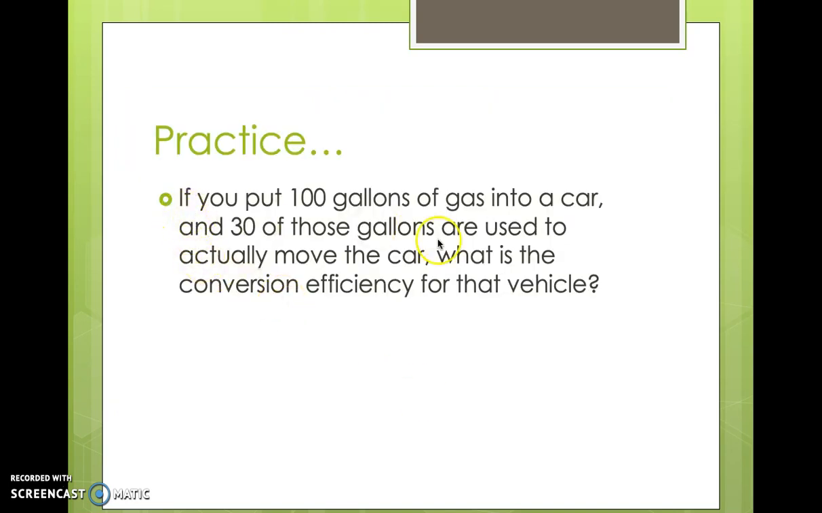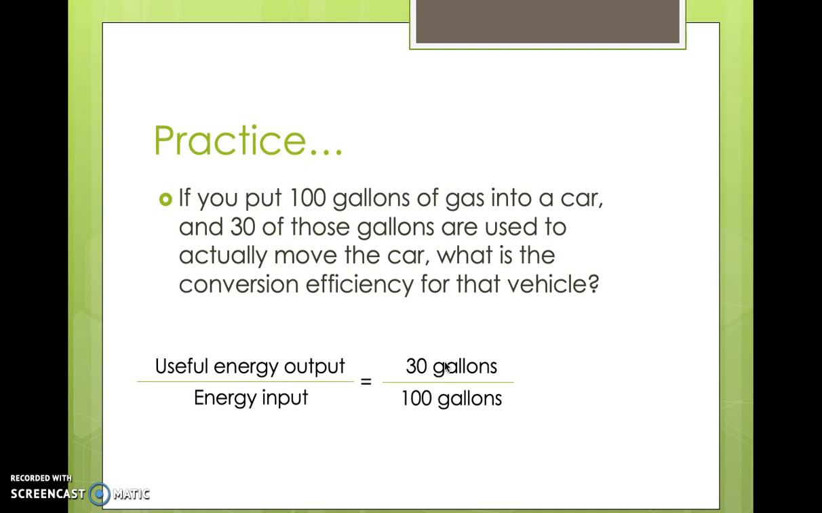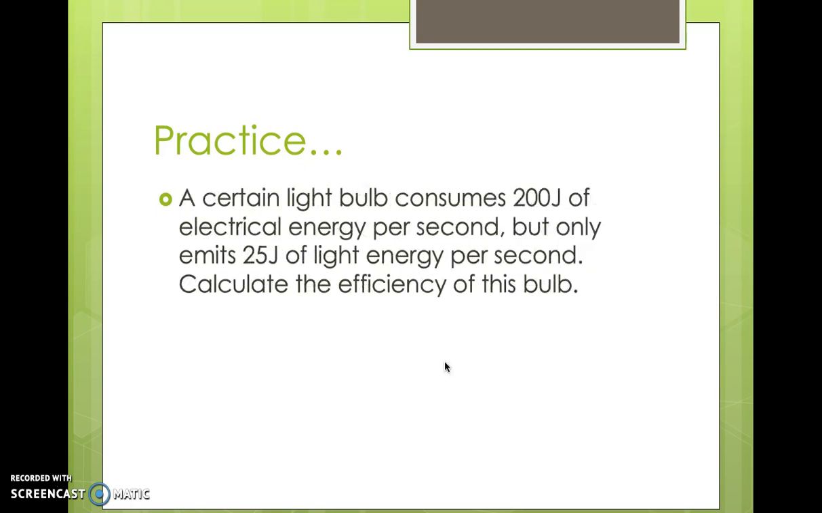So practice. If we put 100 gallons of gas in the car and 30 of those gallons are used to actually move the car, what is the conversion efficiency for that vehicle? So we got energy output divided by energy input. If we have 30 gallons of output, 100 gallons of input, that means we have a 30% efficient vehicle.